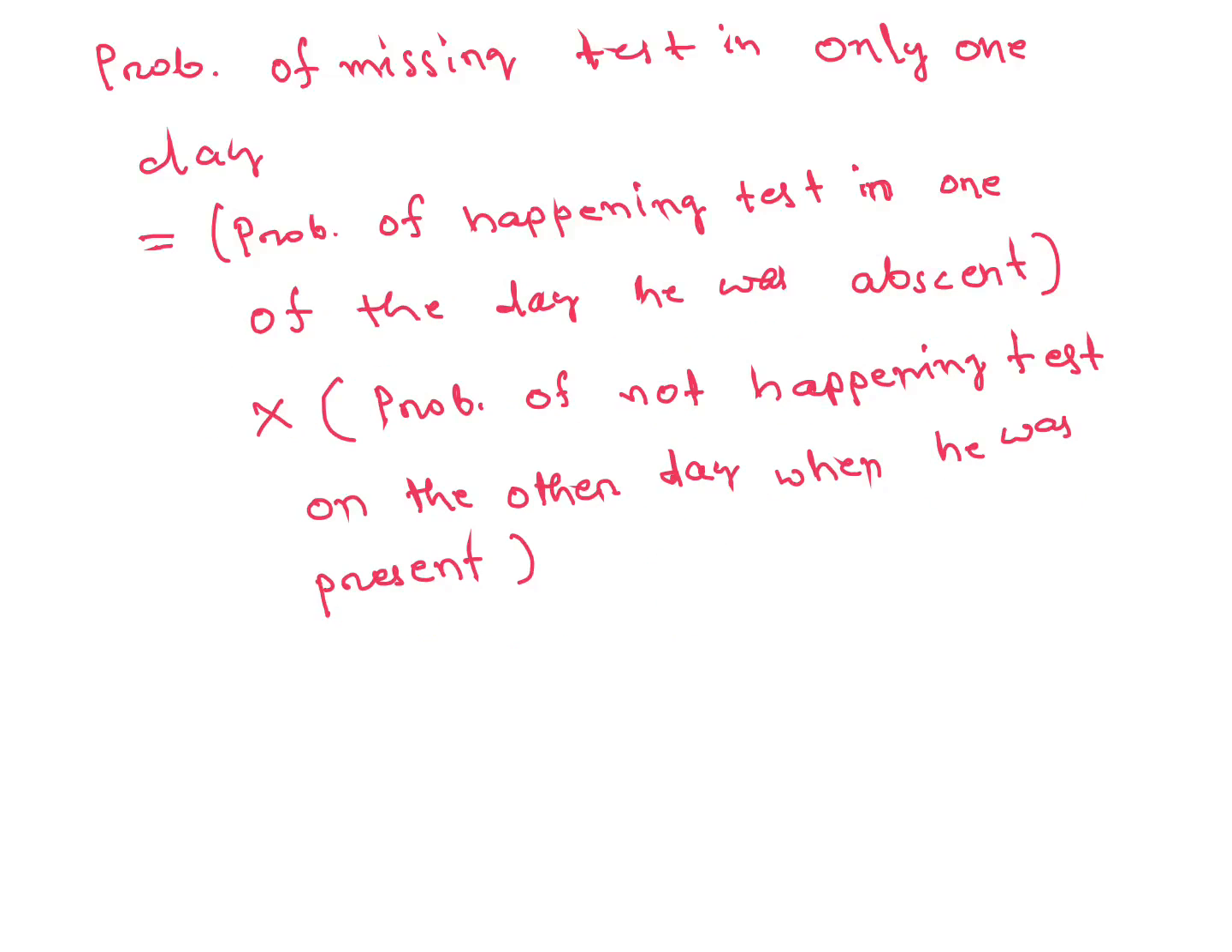So first we have to calculate the probability of missing test in only one day. This can happen as probability of test happening on the day he was absent into probability of no test on the other day when he was present. So it's 1 by 5 into (1 minus 1 by 5), which is 1 by 5 into 4 by 5. So it's 4 by 25.